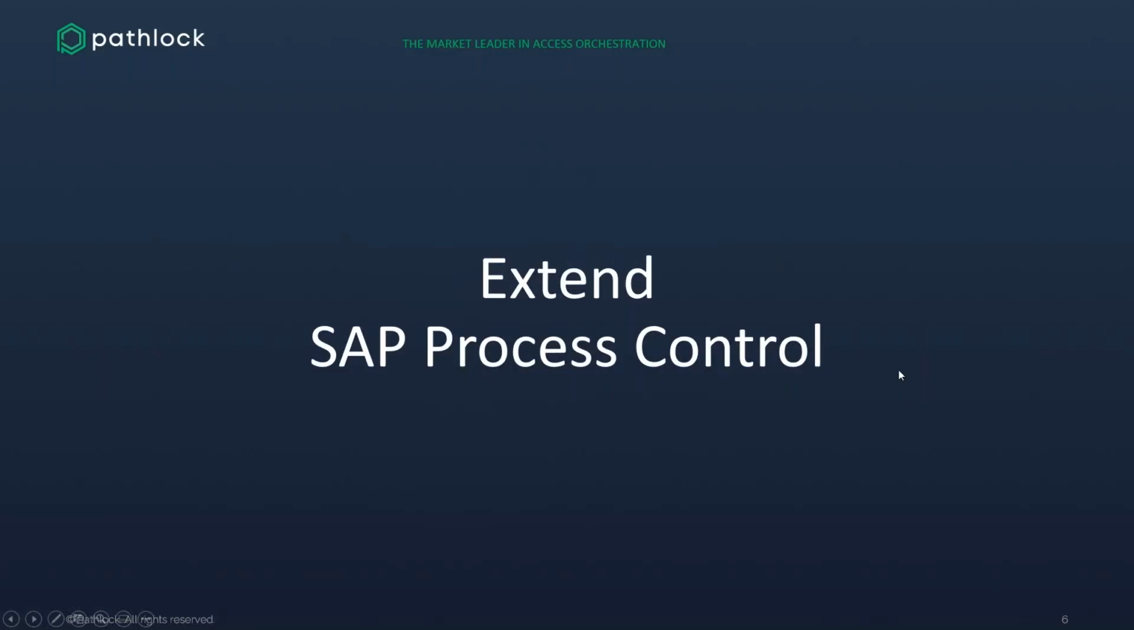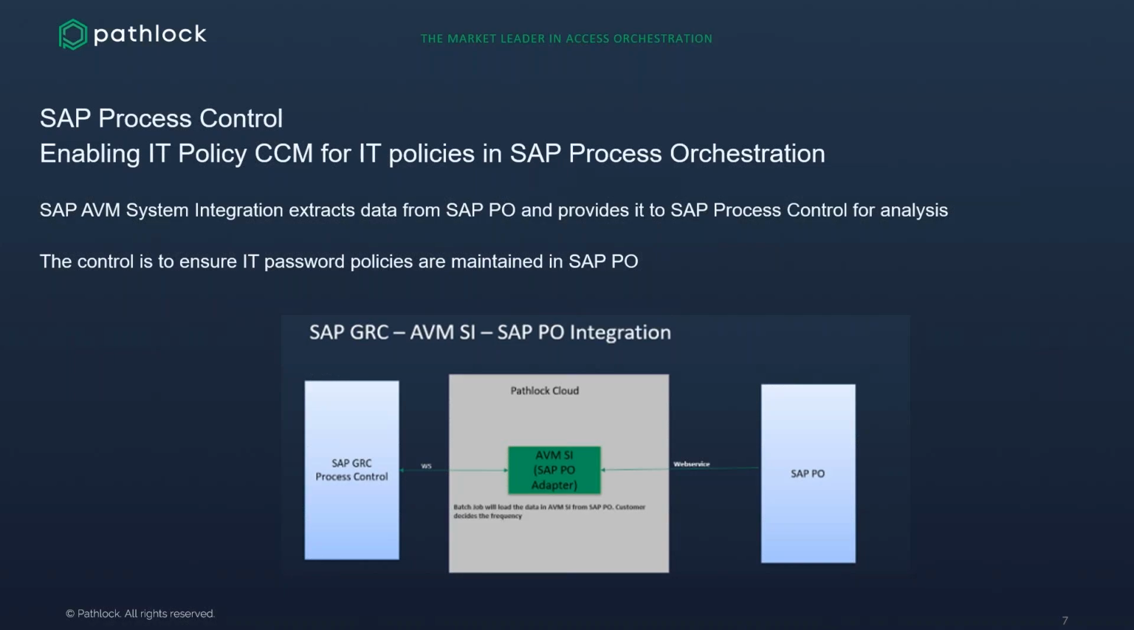So I just want to walk through how we extend that and going through process control through AVM. And this is an example of enabling IT policy continuous control monitoring for IT policies in SAP process orchestration, right, with process control. So process orchestration is a system that SAP process control as a tool cannot connect to natively. So Access Violation Management System Integration Edition extracts that data from SAP process orchestration and provides it to process control for analysis. The control that we're going to give an example of is to ensure that IT password policies are maintained in SAP PO.